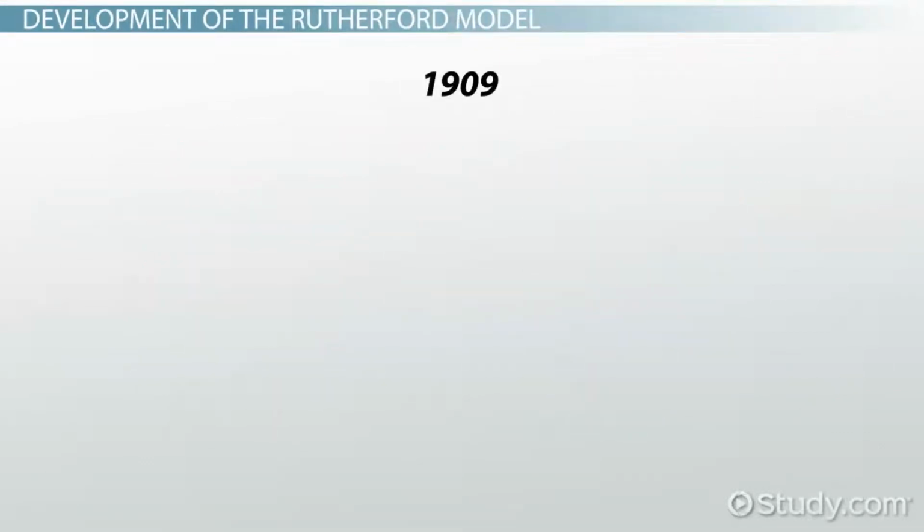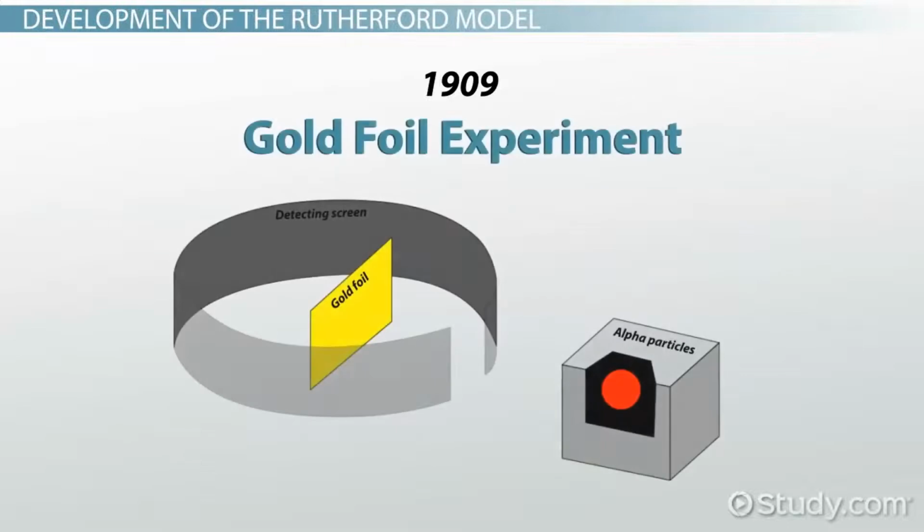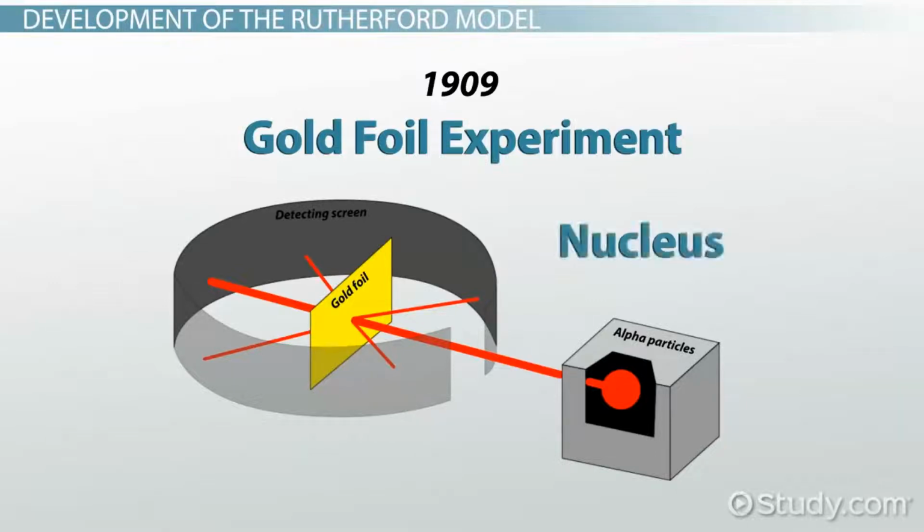In 1909, Rutherford conducted his famous gold foil experiment. In the experiment, Rutherford and his colleague, Hans Geiger, bombarded a piece of gold foil with positively charged alpha particles, expecting them to travel straight through the foil. Instead, many alpha particles ricocheted off of the foil, suggesting that there was something positive these particles were colliding with. They named this positive force the nucleus. The Rutherford model was created based on this new data.